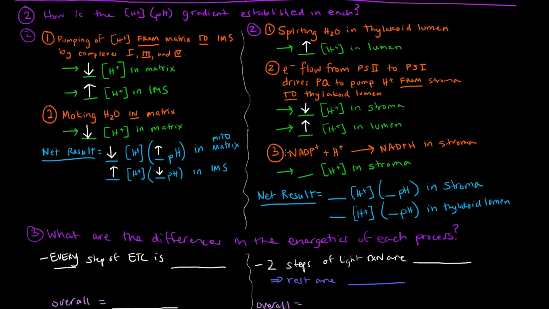The last thing is that NADP+, right, is reduced to NADPH, right? And this happens in the stroma. So if these protons are in the stroma, they get tacked onto NADP+, that means we're taking protons out of the stroma, essentially. So we're lowering the H+ concentration in the stroma. So what's the net result? Is that we have a low concentration of H+ in the stroma, which is, of course, a high pH, and then we have a high proton concentration, or a low pH, in the thylakoid lumen.